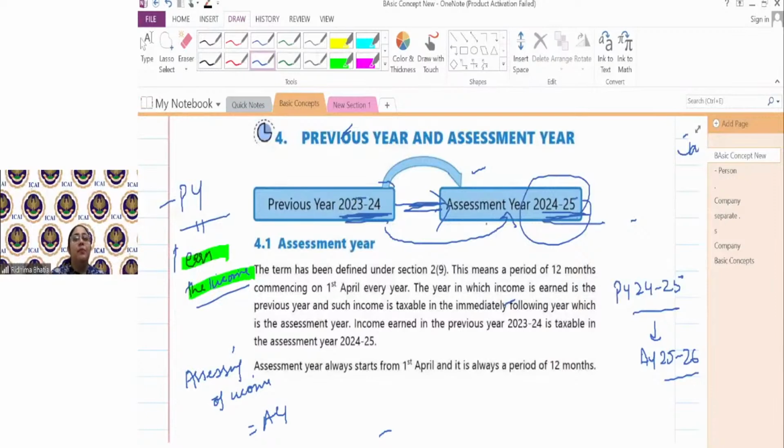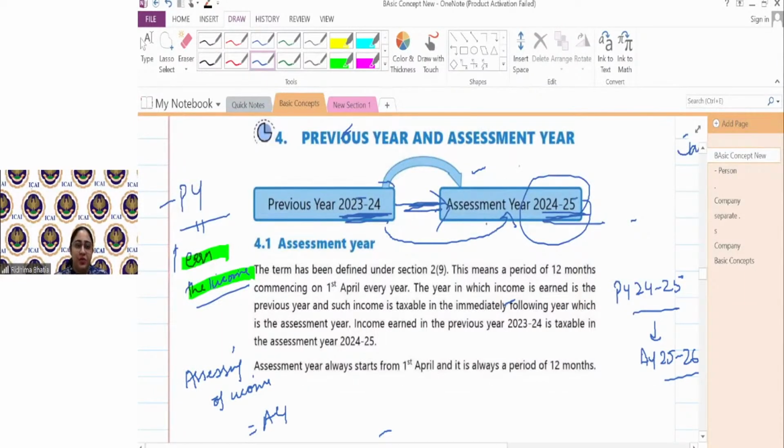So it's not that, ma'am, previous year 23-24 is over and then assessment year 24-25 is over, and now next would be previous year 25-26. No, every year is a previous year and an assessment year, but you have to see it would be a previous year for the income which you're earning in that year, and an assessment year for the income which has been earned in the previous year.